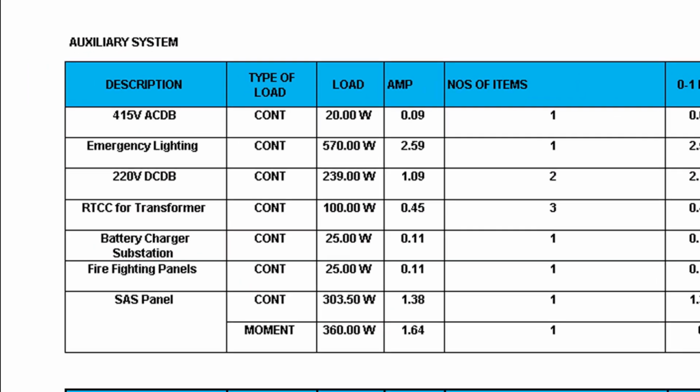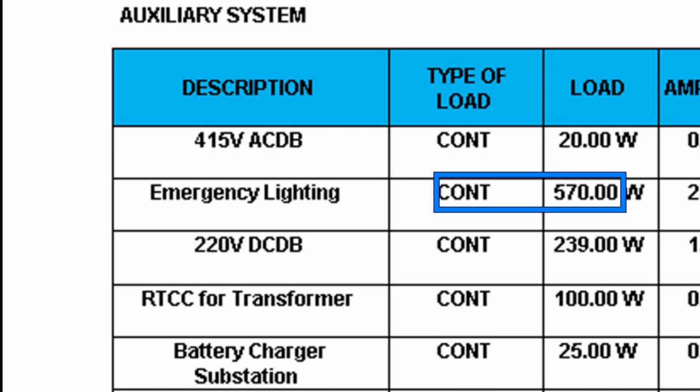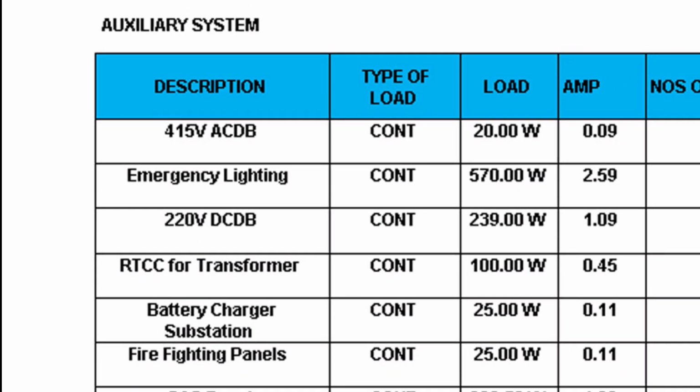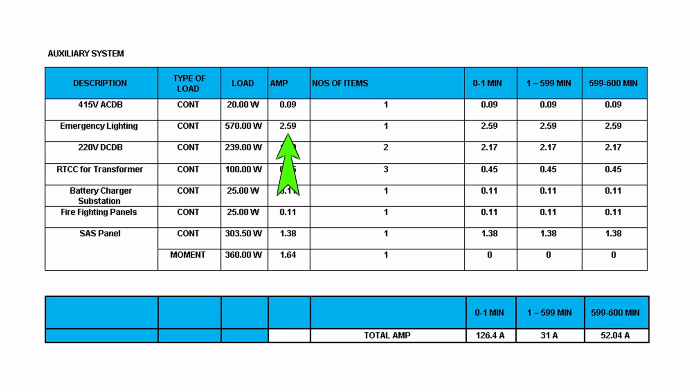Separately, we have calculated the lighting load when all the emergency lights of the substation glow simultaneously, and that is 570 watts. That we have calculated separately, which we have not shown here in this table. And for that, the ampere will be this. This is nothing but the load divided by the rated voltage of the DC system. And the emergency lighting system, we have considered 1, so there will be a continuous load.